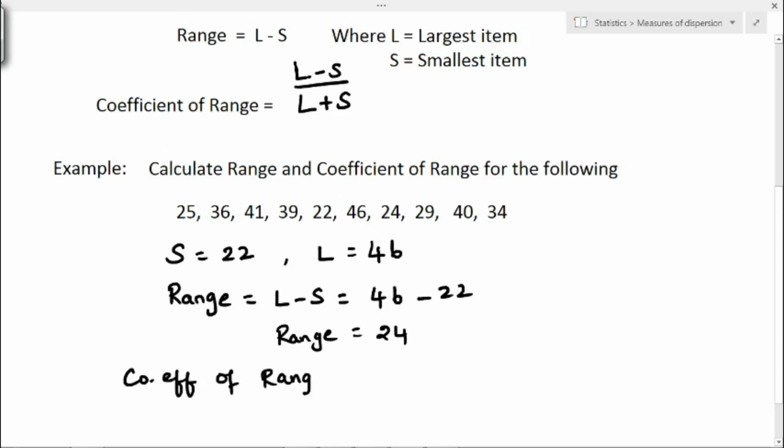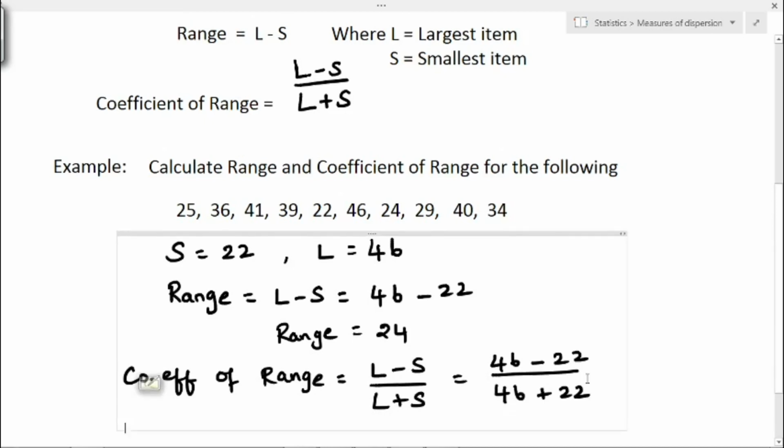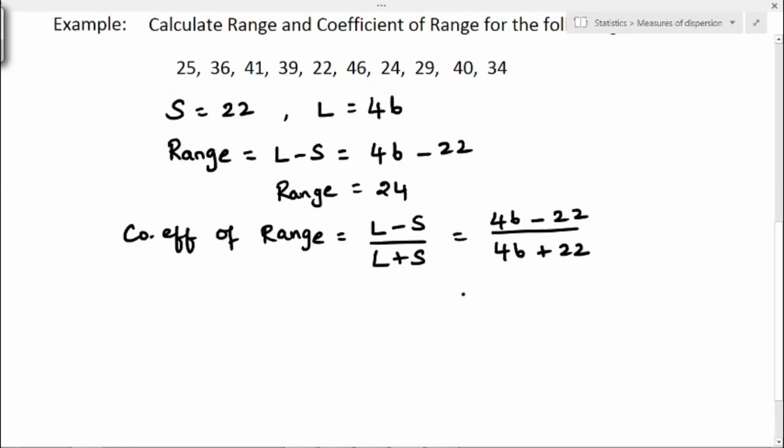Formula for coefficient of range is L minus S divided by L plus S. So substitute the values. L, that is 46, minus S, that is 22, divided by 46 plus 22. So first if you subtract, you will get 24, divided by, if you add, you will get 68. So now divide. So 24 divided by 68, that is 0.35. So this is the coefficient of range value.